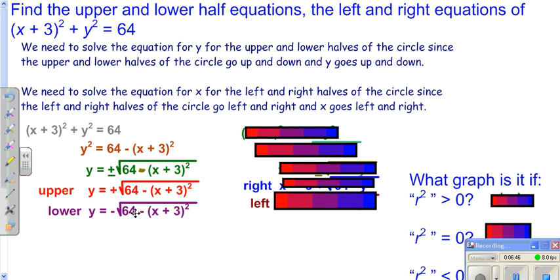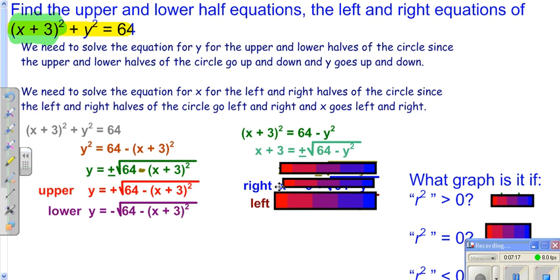Well, we need to do a very similar thing when we're looking at the left and the right halves of our equation. Left and right goes in the direction of the x's, so that means we got to go ahead and solve our equation for x. So we're going to start with our basic equation right here, and we're going to get our x's right here by themselves, so that's why we subtracted our y squared to the other side. So now I'm going to get rid of the squaring. So I'm going to take the square root of both sides.